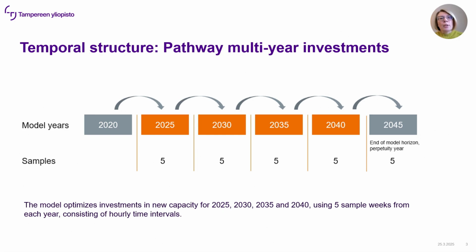To analyze the development options for the power and heat sectors, we employed investment modeling. Investment pathway decisions were optimized for the years 2025, 30, 35, and 40, using 5 representative sample weeks per year, each divided into hourly time intervals. The model was designed to invest dynamically in various technologies, identifying the most effective solutions to enhance system resilience and address future challenges.